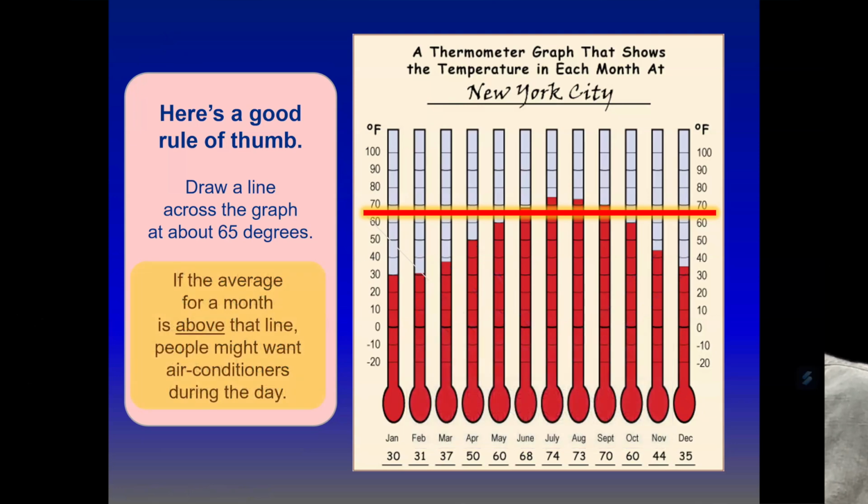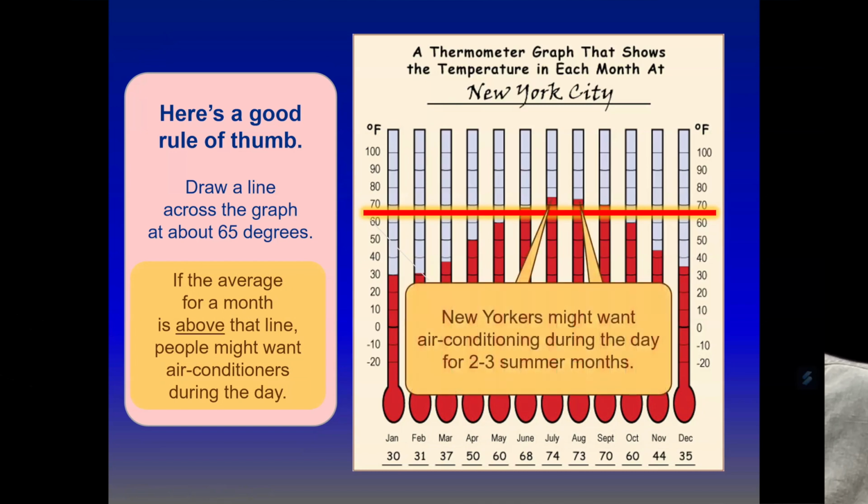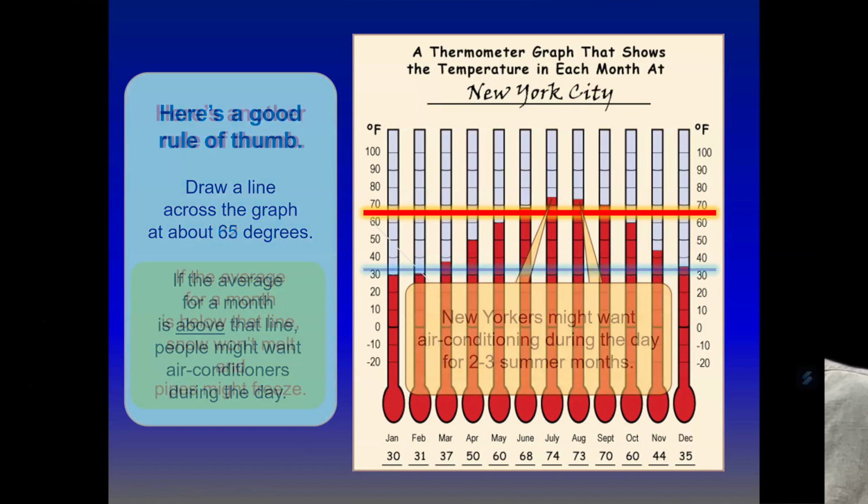Now, if the temperature is above that line, then you're almost sure to want to have air conditioners during the day. So people in New York probably want to have air conditioners for about 2 to 3 summer months. Now, that's not very long. And in fact, a lot of people in New York don't even bother to get an air conditioner. They just put a fan on, or open a window, something like that.